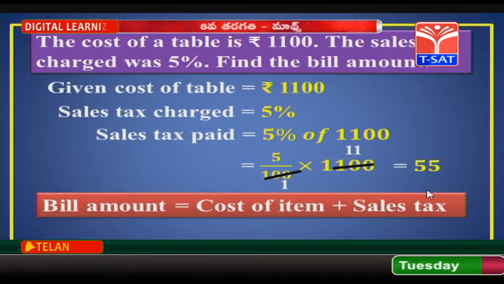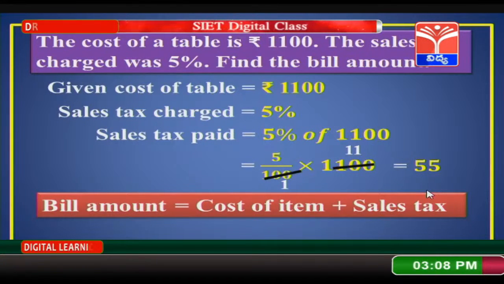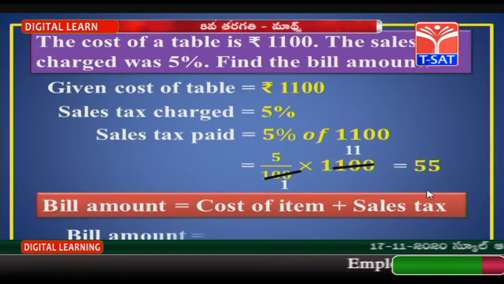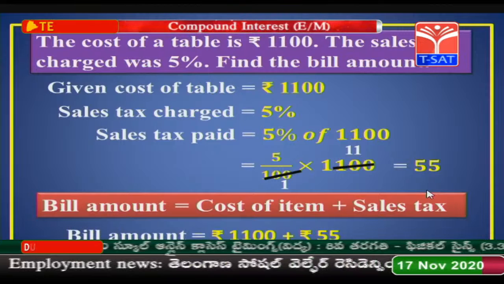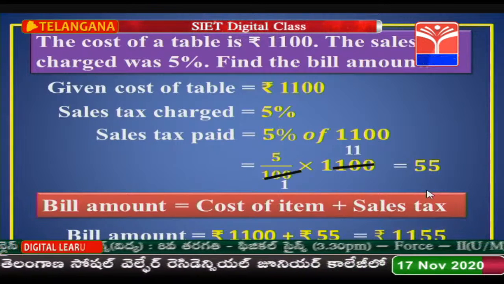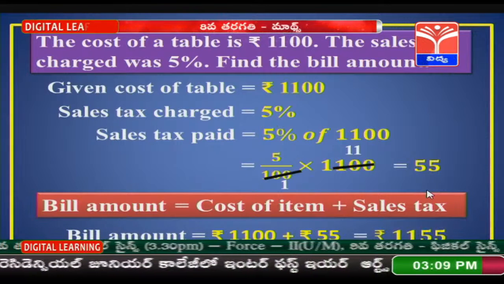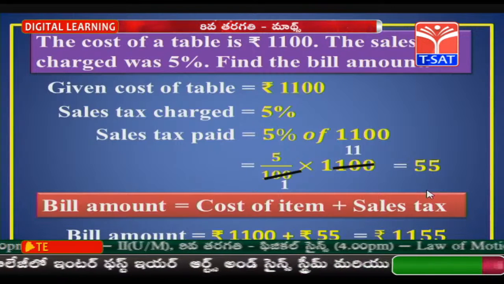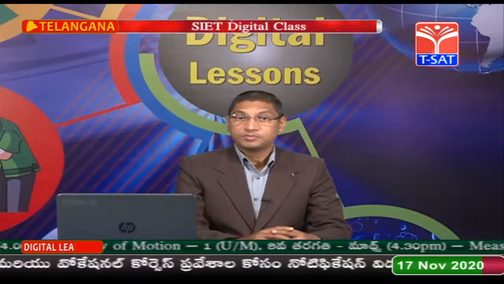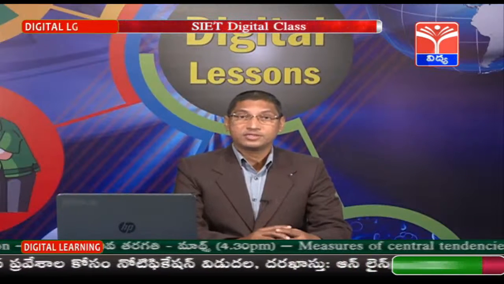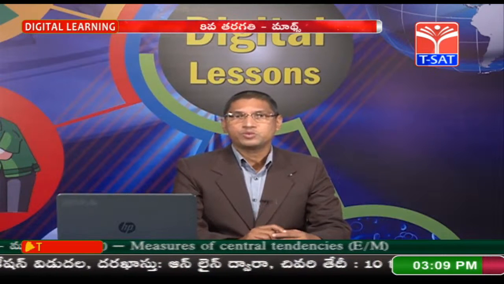So, what will be the bill amount, children? Yes, it is the cost of the item plus the sales tax, that is 5% of 1100. So, substituting these values, we get 1100 plus 55 rupees. And adding this, what do you get, children? Yes, we get 1155 rupees. So, this is the bill amount that we have calculated. I hope, children, you have understood the concept of sales tax and VAT, and you have seen a problem also to calculate the sales tax.